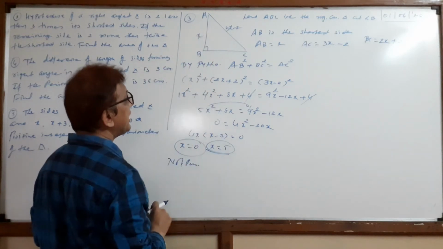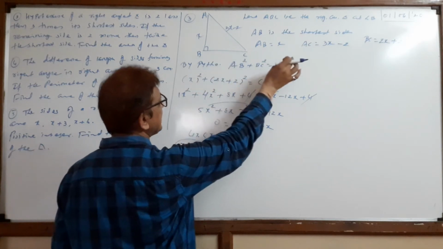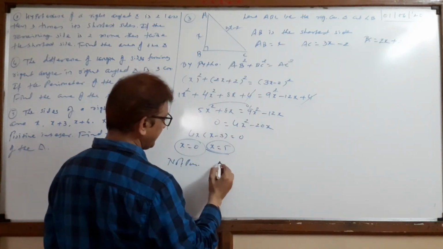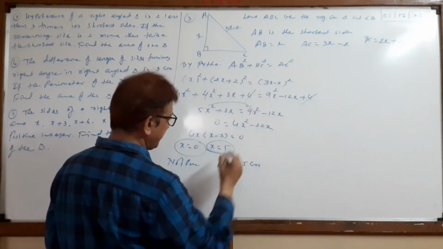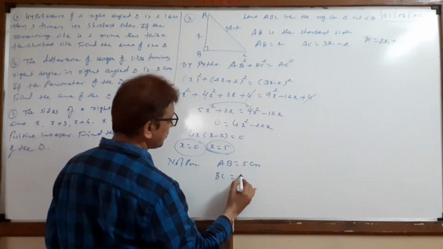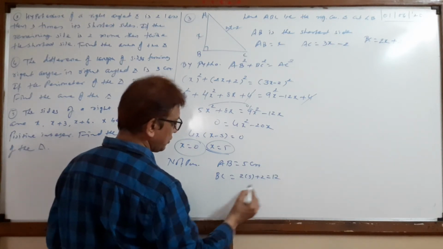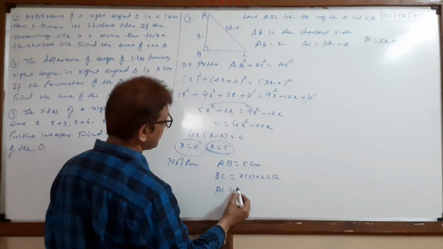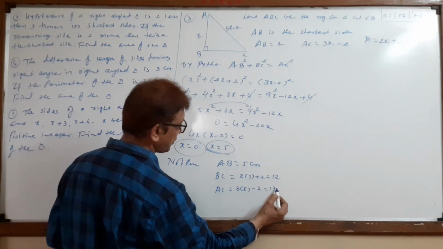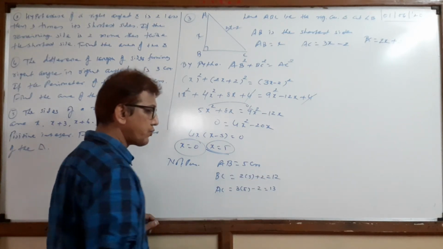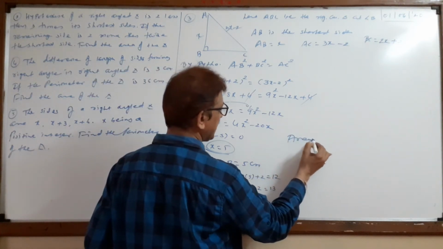Now put x equal to 5 in which side? So first we write AB. AB equal to 5 centimeter. Then BC equal to 2 into 5 plus 2. 2 times 5 is 10, 10 plus 2, 12. And AC equal to 3x minus 2. 3 times 5 is 15, 15 minus 2, 13. This is our triplet 5, 12 and 13. Is that clear? Okay.